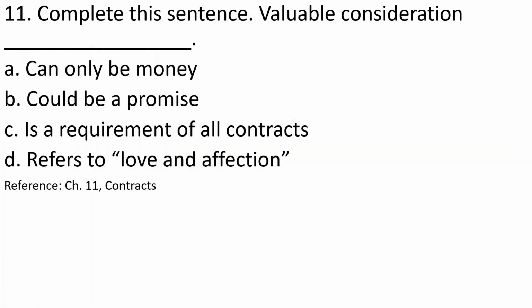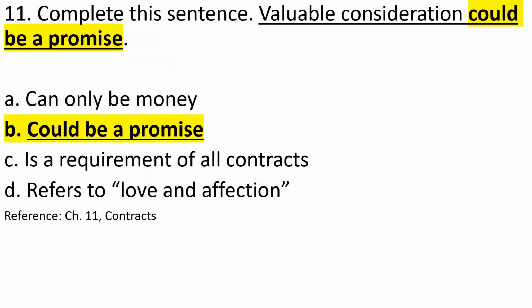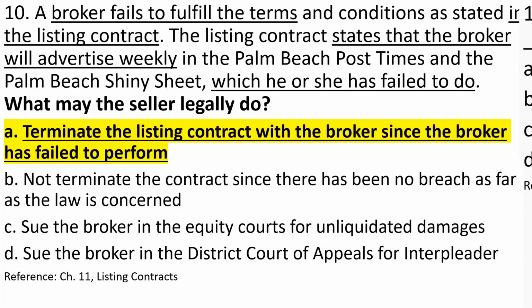Number 11, complete this sentence. Valuable consideration, blank. Well, valuable consideration are basically promises. Could be a promise. Remember, when you have a buyer and a seller who are selling properties, basically you have the buyer making a promise to the seller to pay the seller X amount. And that's a promise. And then you have the seller promising to transfer title ownership to the buyer if the buyer fulfills all the agreements. So here, that's what they're referring to.